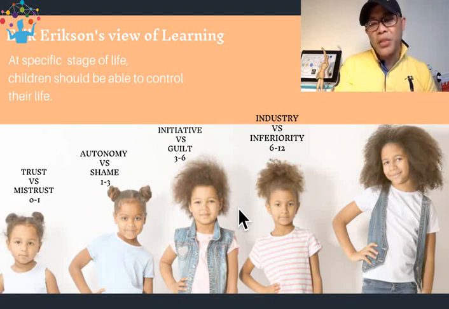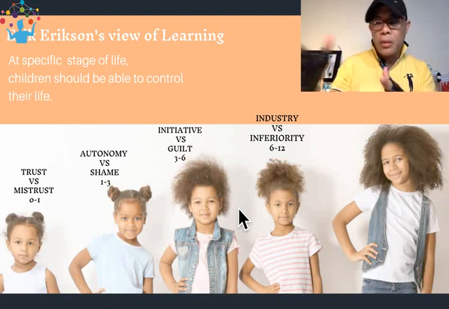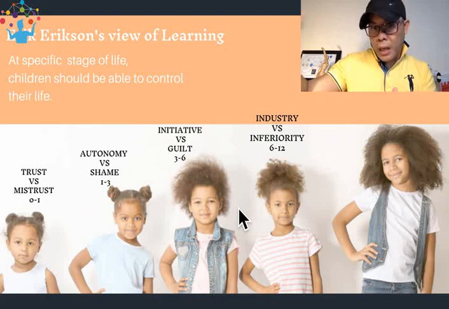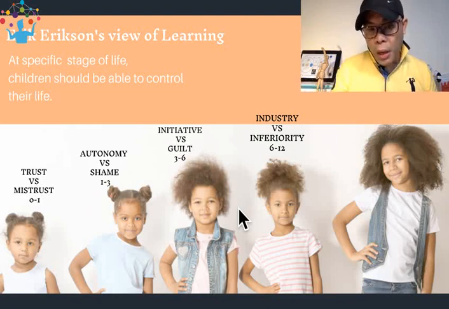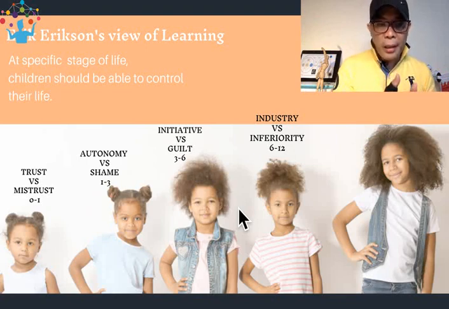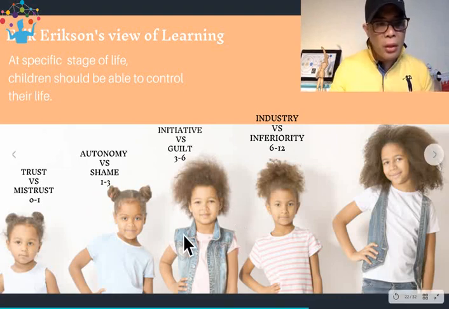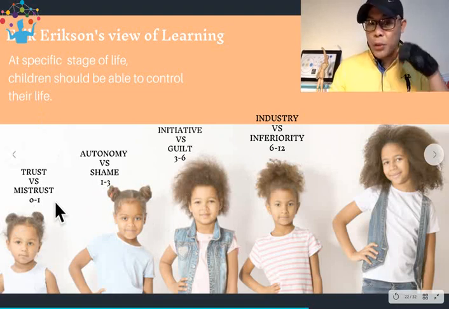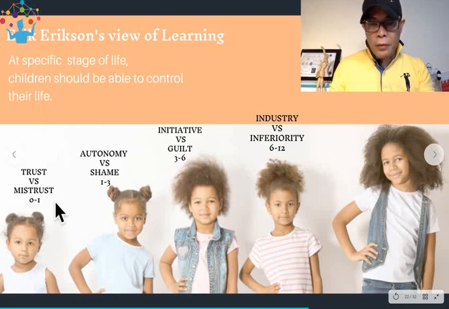So again, as I mentioned a while ago, there are eight stages, but I will not be mentioning the last three stages because they are more related to adults. Because as a primary school teacher, or even a cycle one teacher, we will be dealing more with children aged 0 to 12 years old. So we're just going to focus on these four stages: trust versus mistrust, autonomy versus shame, initiative versus guilt, industry versus inferiority.